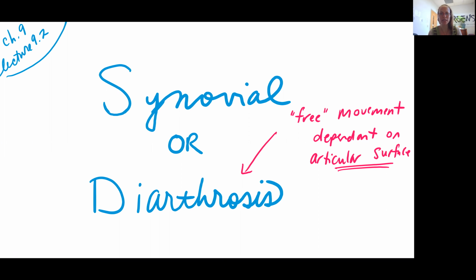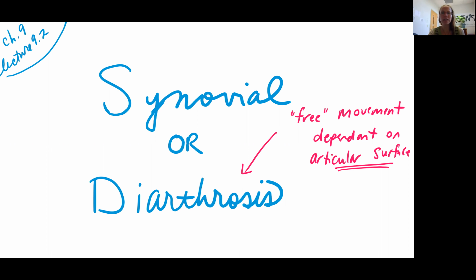Our topic here is synovial joint structure. We can also refer to these as diarthrosis joints. That's our physiological description, telling us that these joints have free movement. We can put that in air quotes because it's not any imaginable type of movement. It is dependent on the articular surface as well as the way the ligaments and the tendons are attaching to the bones. So while we can talk about it as free movement, it's not exactly the case.